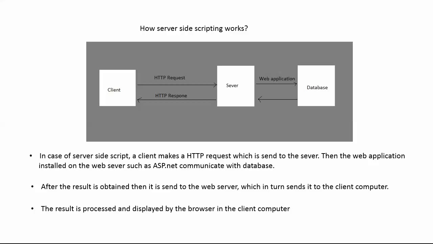For example, if I want to find out a certain result from a database, then I send a request to the server, and the web application software which is installed in the server looks in the database, and when the result is obtained, it is again sent to my computer as an HTTP response. Whereas in case of client scripting, there is no connection between the client and the server. The client code works in the client computer, and the result is shown at the same time.